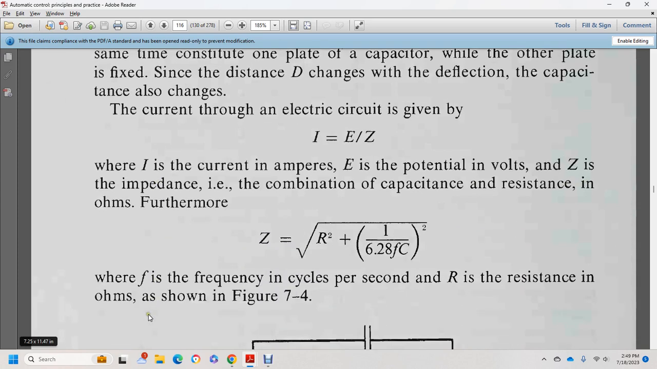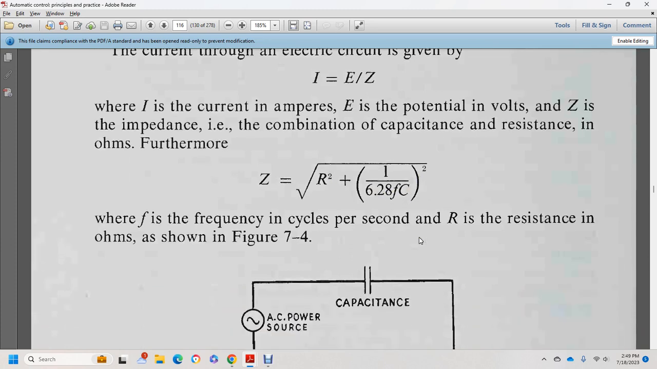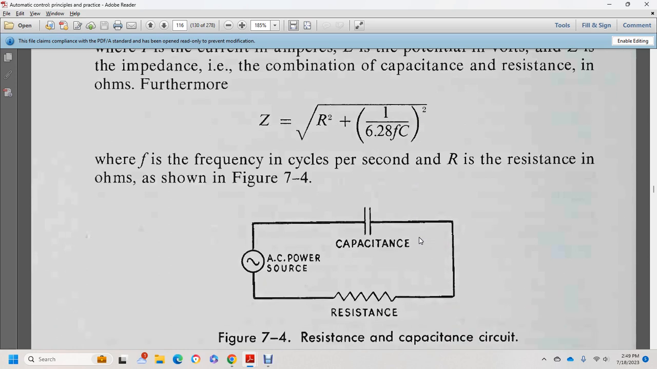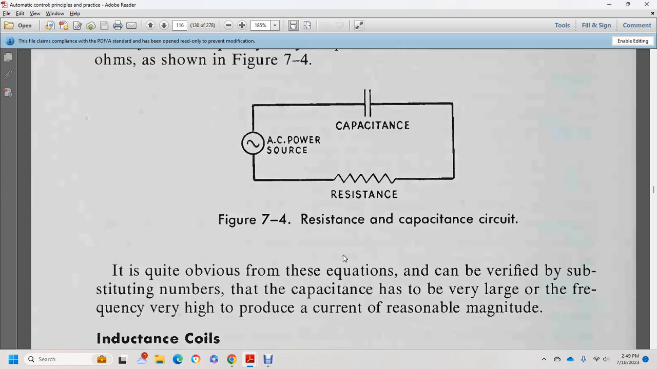Furthermore, the impedance is equal to the square root of the resistance squared plus 1 over 6.28 times the frequency in cycles per second times the capacity, all squared, and the square root of that. Here f is the frequency in cycles per second and R is the resistance in ohms, also shown in figure 7.4, an AC power source with capacity and resistance. Quite obviously the equation can be varied, and capacity at very high frequencies can produce current of reasonable magnitude.